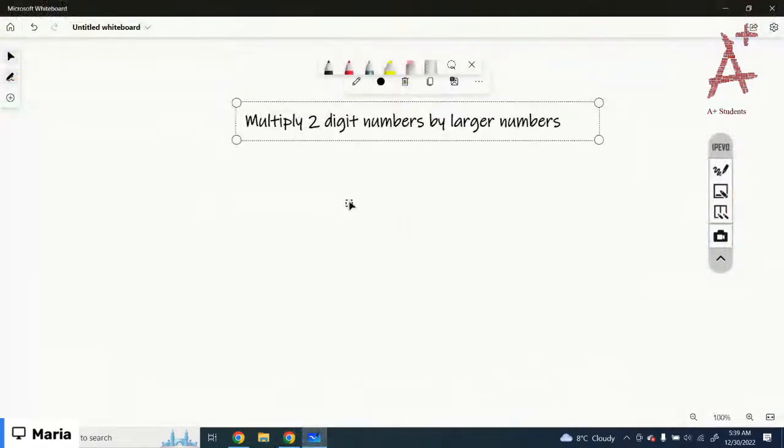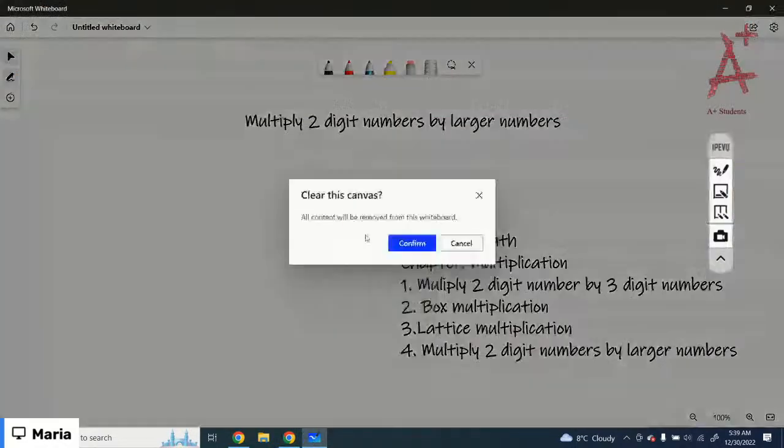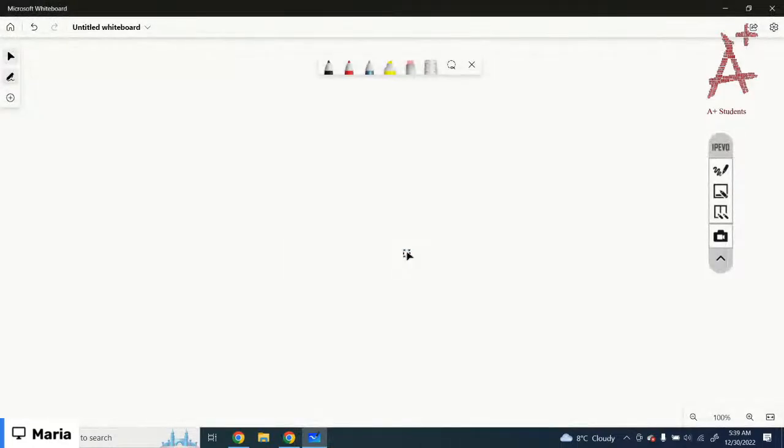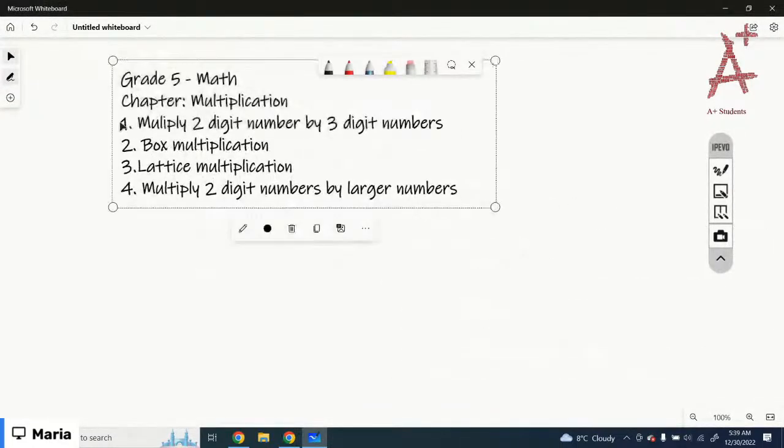So here is the list of the lessons we've covered today. We're working on grade 5 maths. The chapter we're working on is multiplication, and the lesson names are multiply two-digit numbers by three-digit numbers, box multiplication, lattice multiplication, and then multiply two-digit numbers by the larger numbers. So you have to complete the test for all the lessons before the next session.